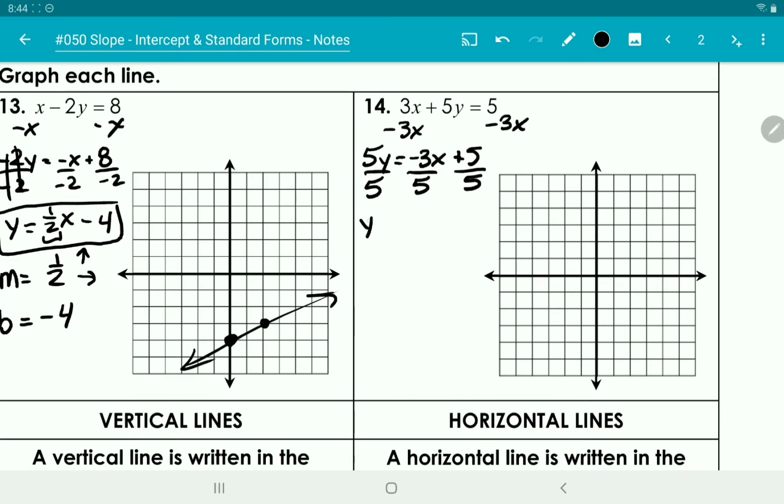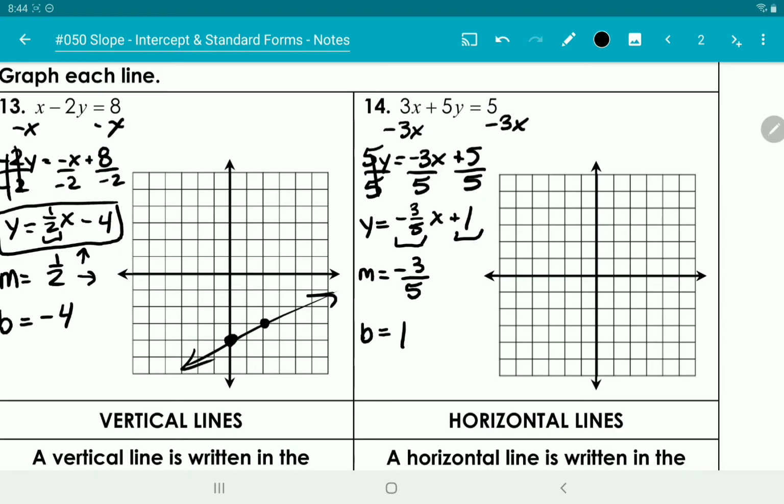Okay, everything in the equation, left and right: y equals negative 3 over 5x plus 1. Okay, so now we have it in slope-intercept form. I'm going to go ahead and tell you that the slope here is this negative 3 over 5, and the y-intercept is this plus 1, so it's positive 1.